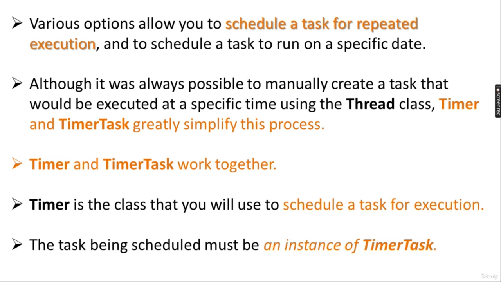Various options allow you to schedule a task for repeated execution and to schedule a task to run on a specific day. So one task can be done many times, and one task can be executed on a specific date. It was always possible to manually create a task that would be executed at a specific time using the Thread class. Timer and TimerTask greatly simplify this process. Threading was also available, but Timer and TimerTask add convenience to it because both work together.